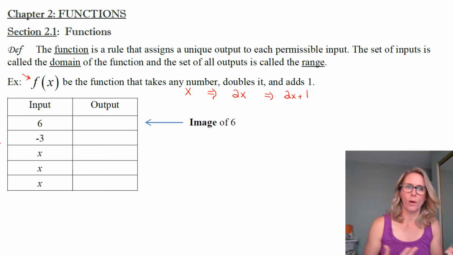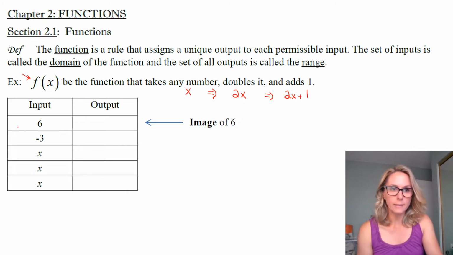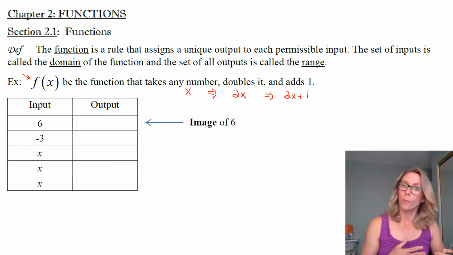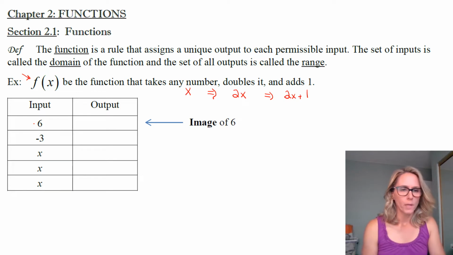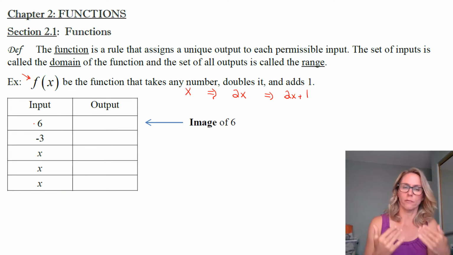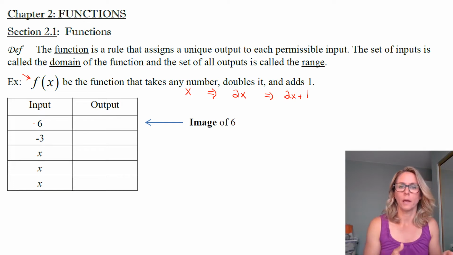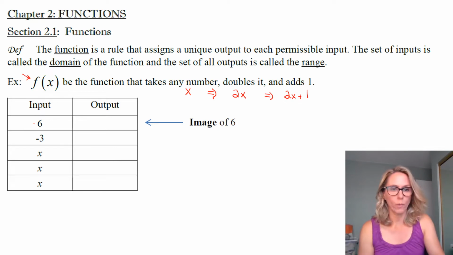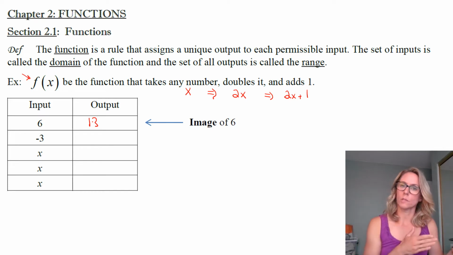If we just think about a number such as 6 on our input side, look at this little table here. So we have the input of 6. The function that we're defining here is going to take 6, double it, and add 1. So you can think in your head what that's going to look like, and that would be 13. So 6 times 2 plus 1.